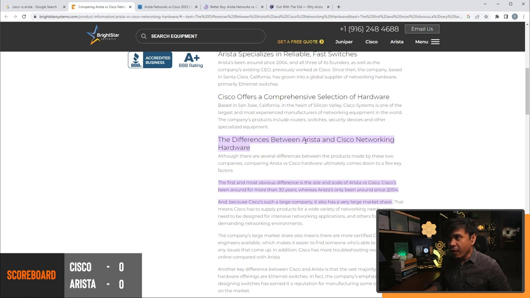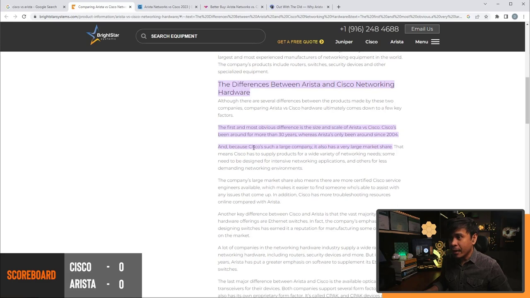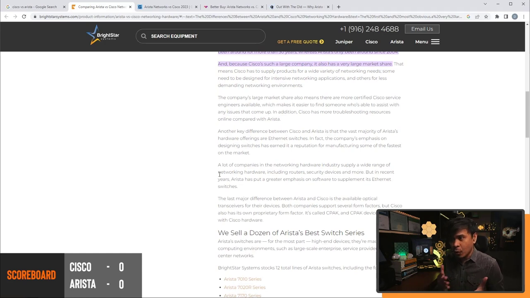Now, the difference of Cisco and Arista networking is first, well, most obvious is the size and scale of Arista versus Cisco's. Cisco has been around for over three decades, and Arista has only been around since 2004. Okay, and Cisco is such a large company, it has very large market share. So when it comes to size, it's not comparable. And again, we just want to compare data center network switches. Which one is better, Arista or Cisco?